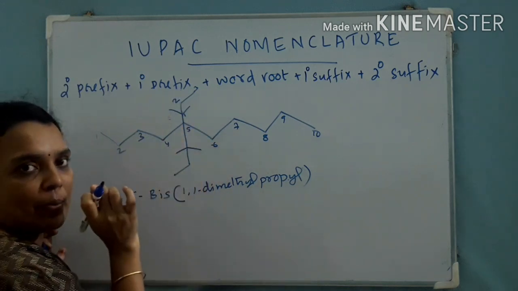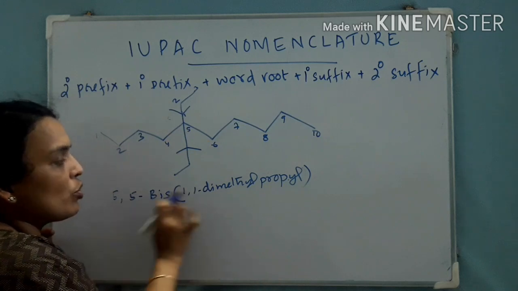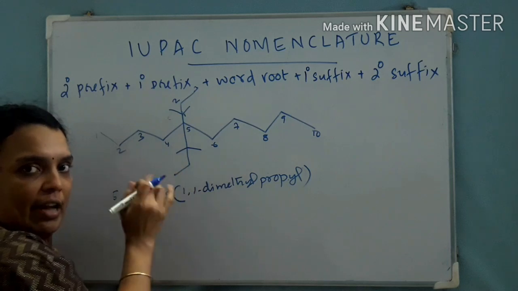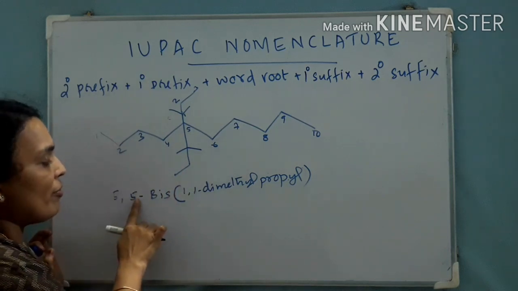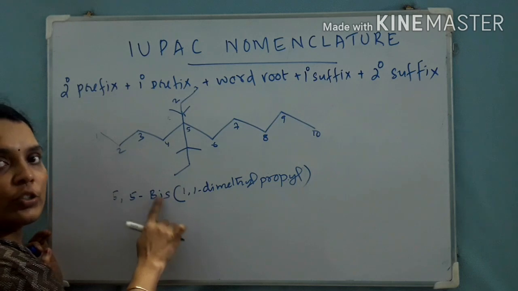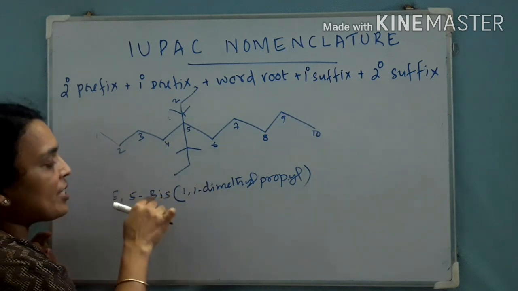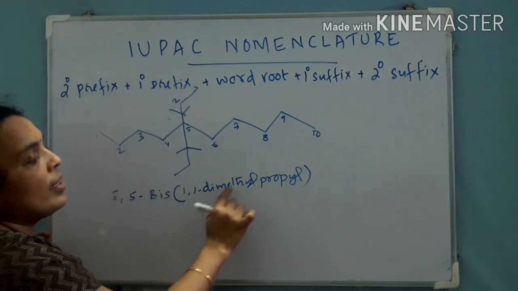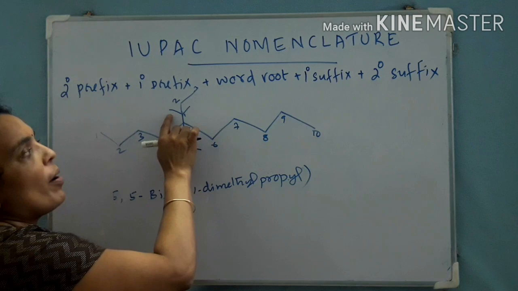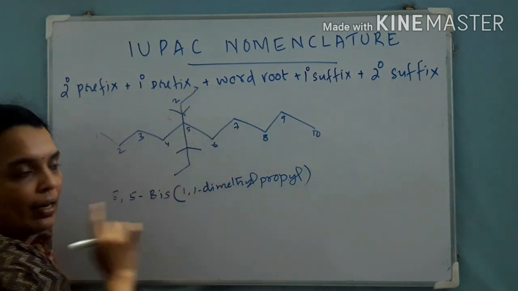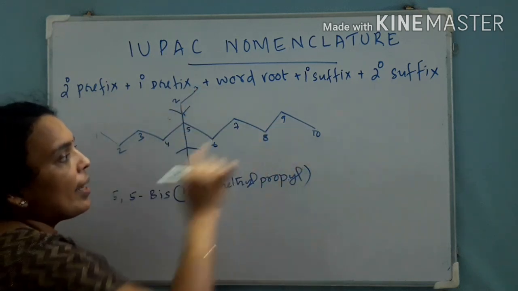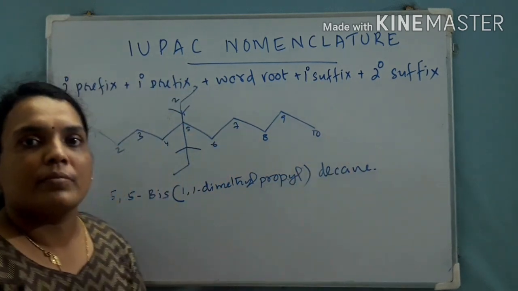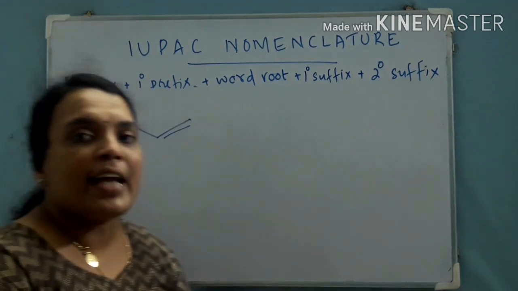So two same substituents are present in the 5th position. That is why 5, 5. Two substituents are there, and since it is a complex substituent, instead of di, we write bis. Bis 1, 1 dimethyl propyl. Close the bracket. Then the name of the parent chain, decane. Got it? Let us see another example.